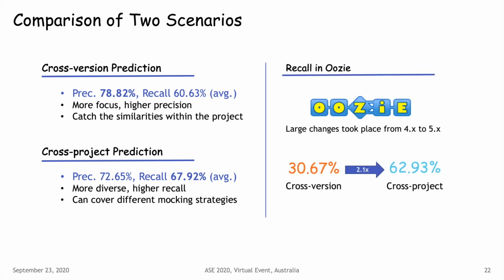For example, in our experiment, when doing cross-version prediction, we trained with ASE 4.x and predicted on 5.x. Since large changes take place in the version transition, the recall is only 30% because the newly adopted mocking practices cannot be learned from previous versions. However, such new mocking practices may exist in other projects, and the recall in cross-project prediction is much higher.